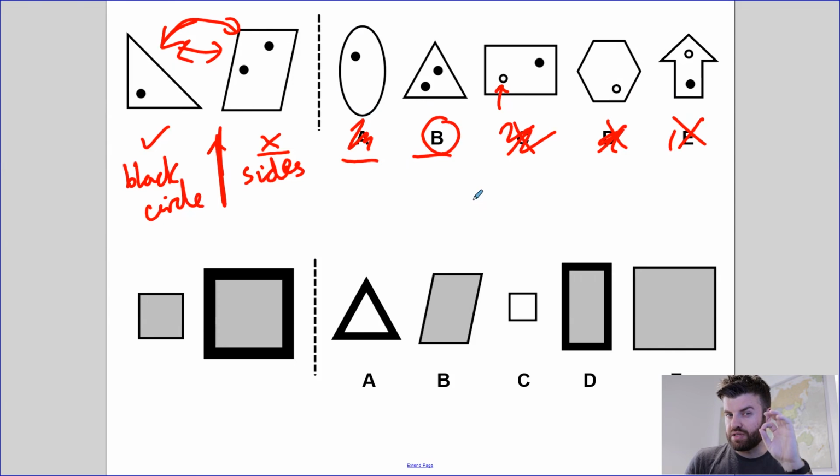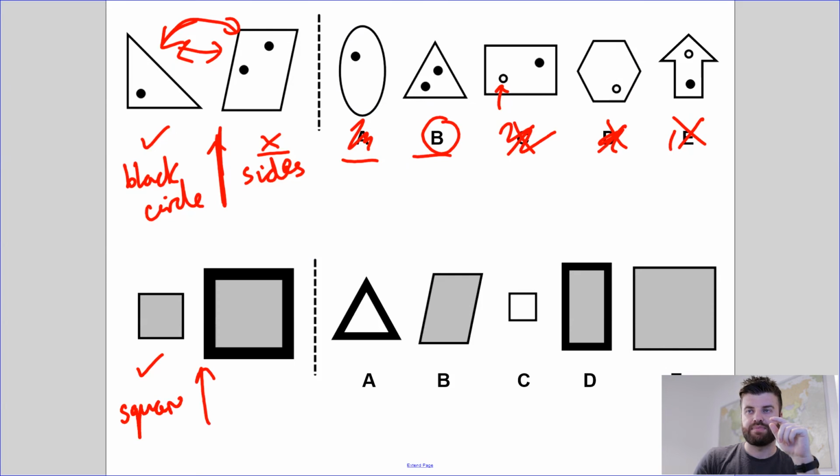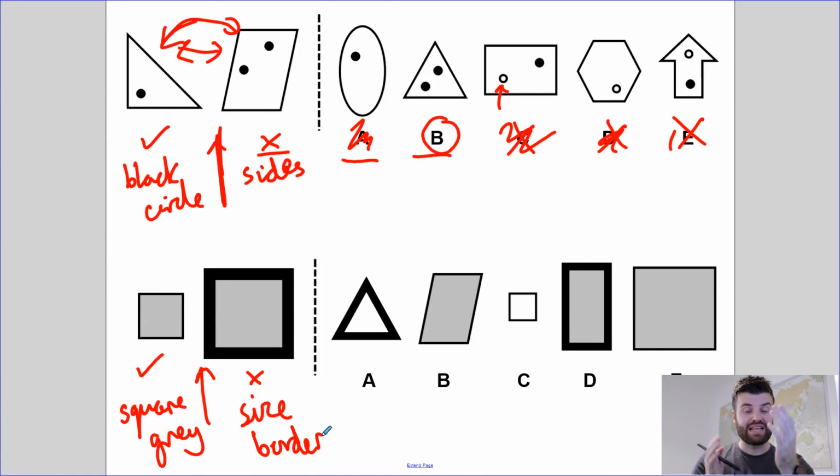Let's have a look down below and use the same logic. What matters here and what doesn't matter? Well, they're both squares, so I think we can safely say you have to be a square to get in. They're both grey in shading, so again, that rule is you have to be grey in shading to get in. What doesn't matter? Well, the size, clearly, and the border, because they're different. And they're still different, but they're both still in the group. So the size and the border don't matter, but what we do have to find is a grey square.